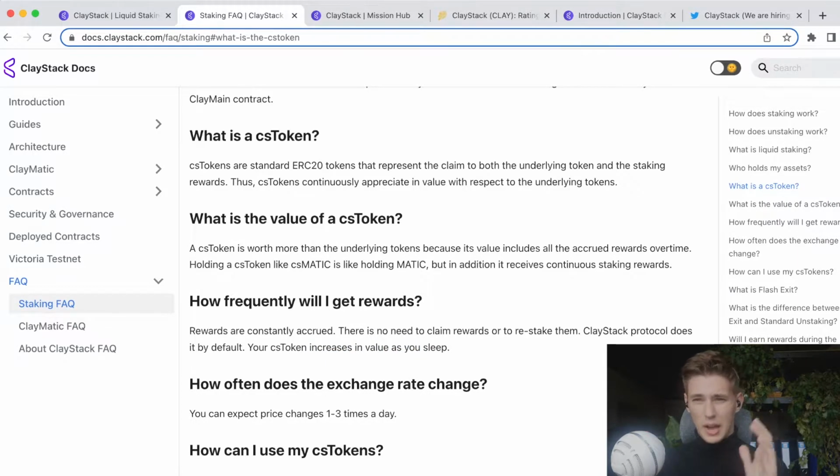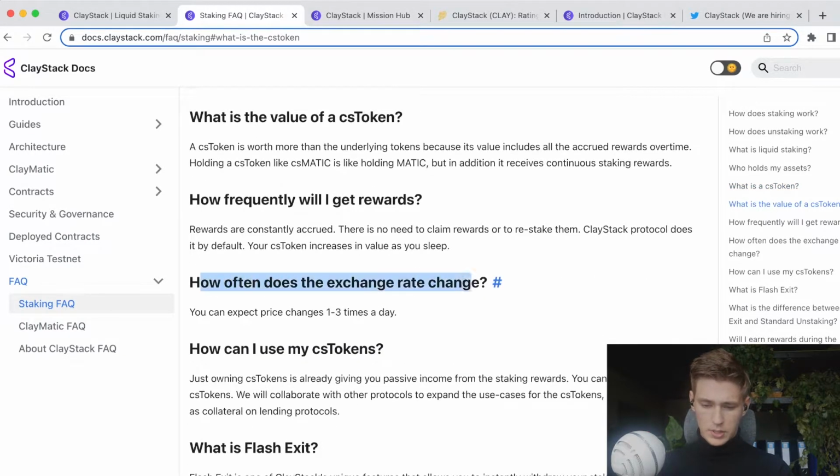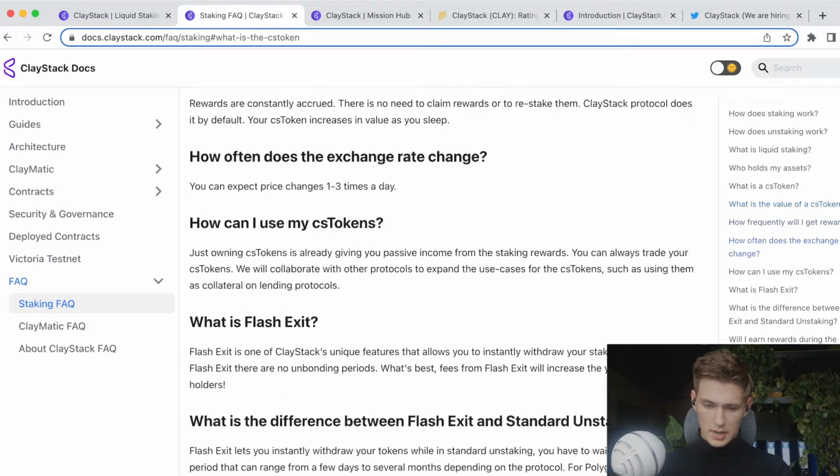Now that is kind of just how staking normally works, but fair enough. That is good to see. Good that they put it in the FAQ. How often does the exchange rate change? We can see price changes 1 to 3 times a day. All right. Just owning CS tokens is already giving you passive income from the staking rewards.